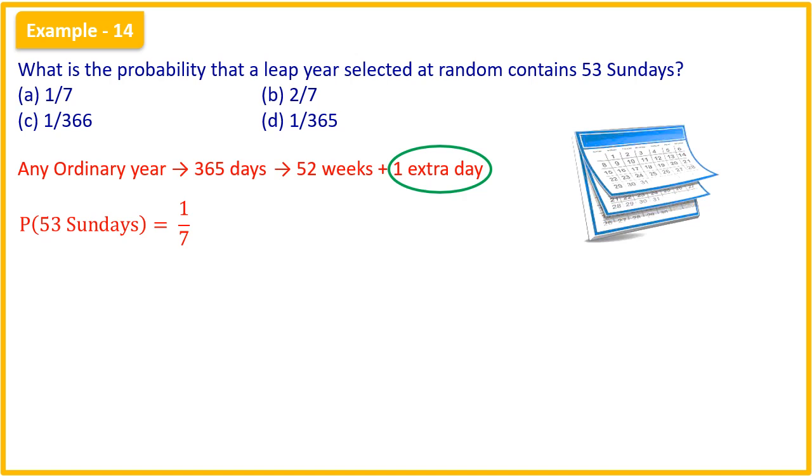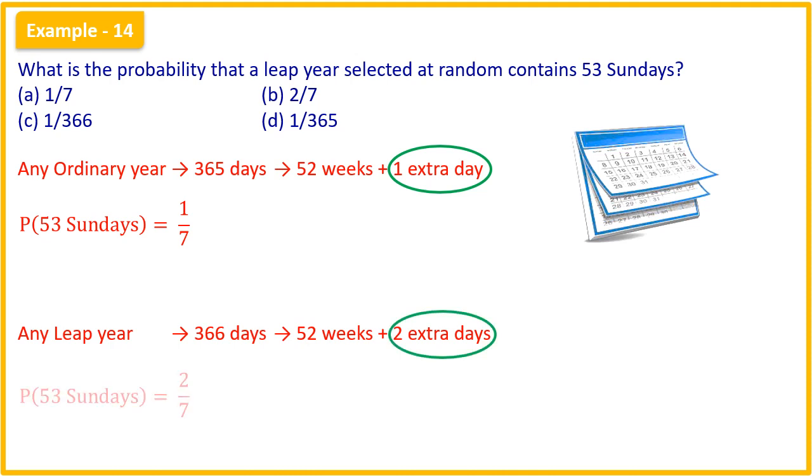So that extra day will be specifically Sunday with probability 1 out of 7. Now when we talk about a leap year which has 366 days, if I divide 366 by 7, I get 52 as a quotient. So there are 52 weeks and the remainder left out is 2. So there are 2 extra days. Now the probability that out of these 2 days, any one can be Sunday is 2 out of 7.